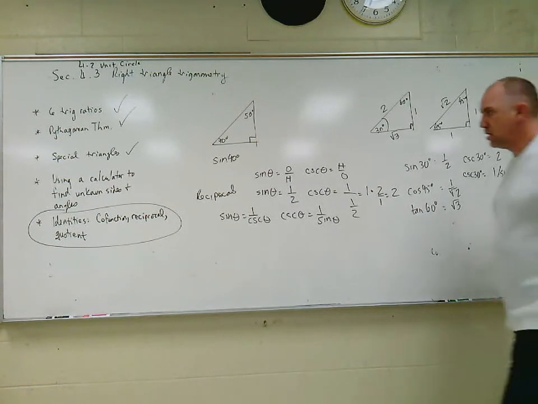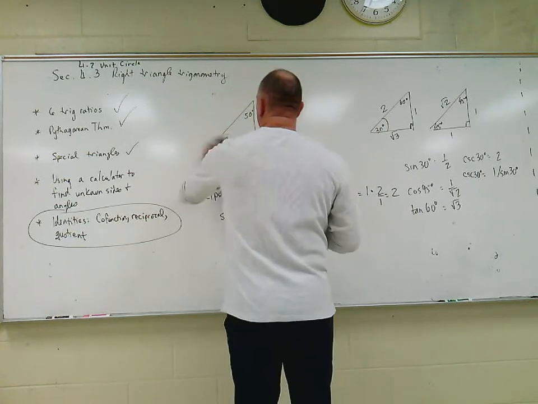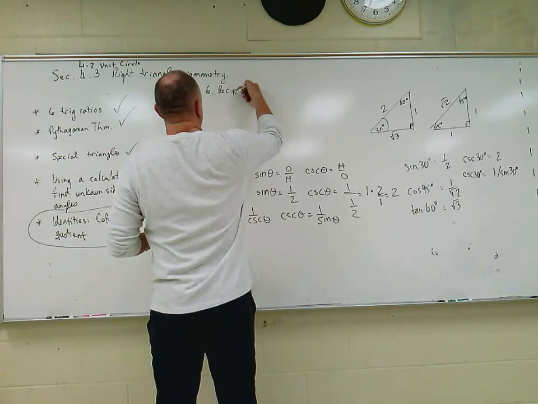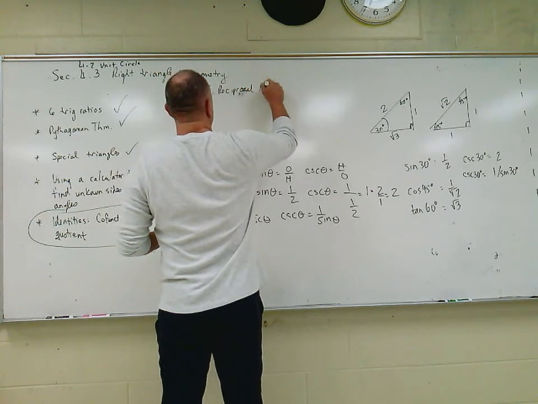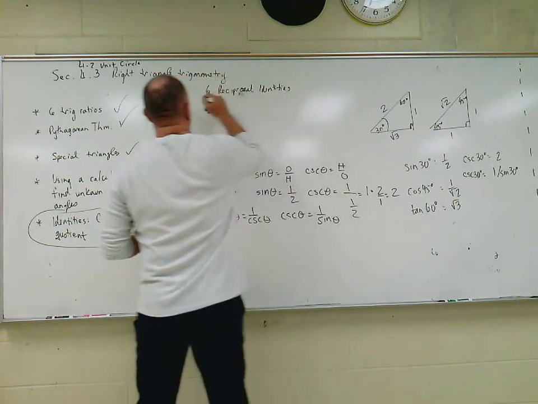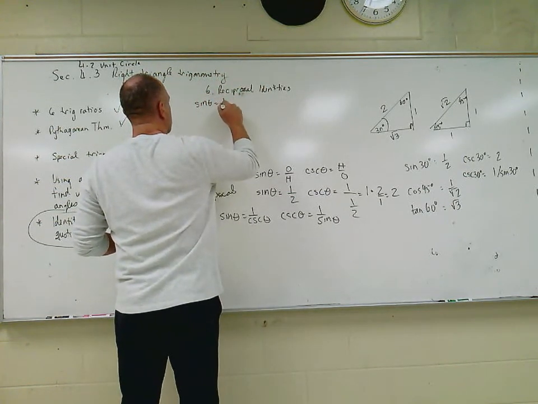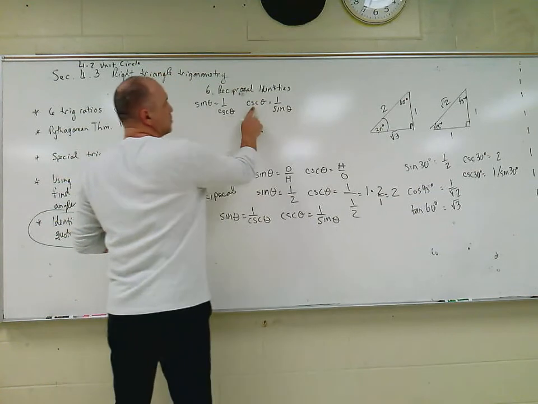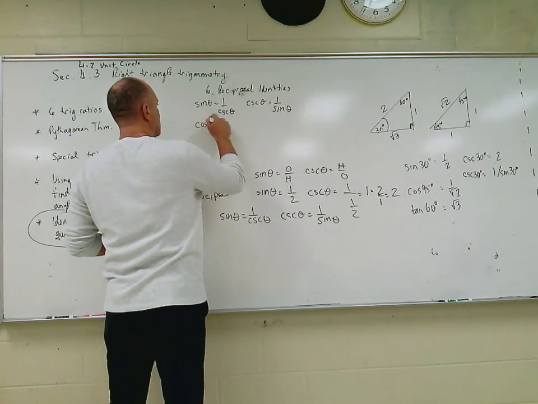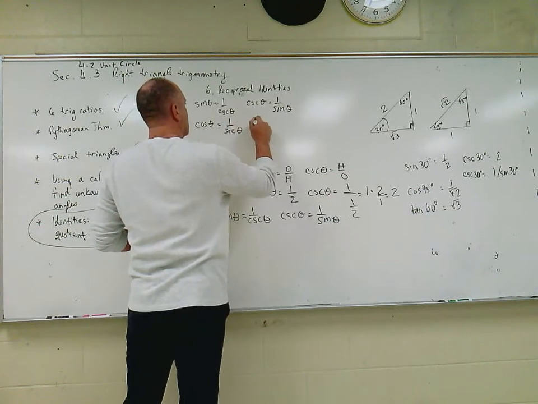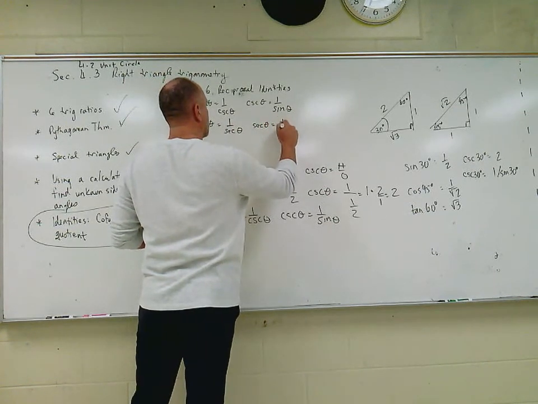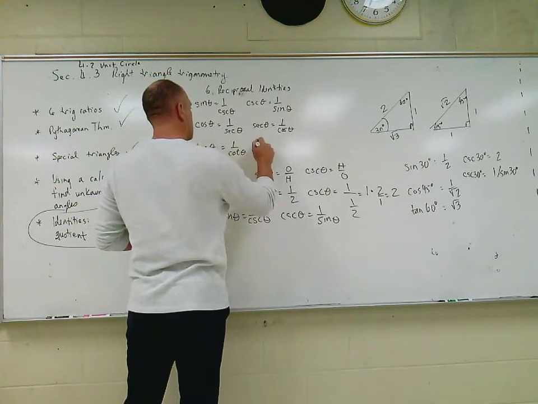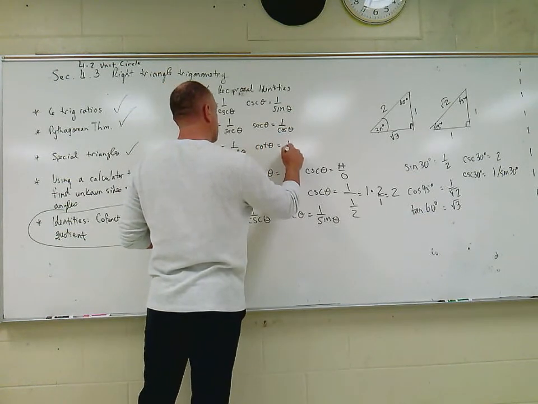All right. And here's the other one. So I'm going to write these down. I'm going to store these 6 reciprocal identities. So sine of theta is 1 over cosecant theta, and cosecant of theta is 1 over sine theta. So if you want to do cosecant, you do 1 over sine. Cosine theta is 1 over secant theta, and secant theta is 1 over cosine theta. Tangent theta is 1 over cotangent theta. Cotangent theta is 1 over tangent.